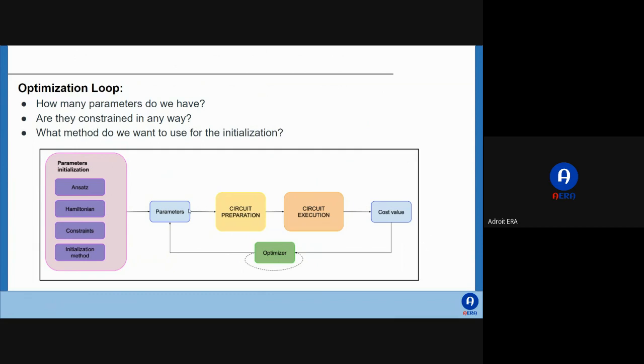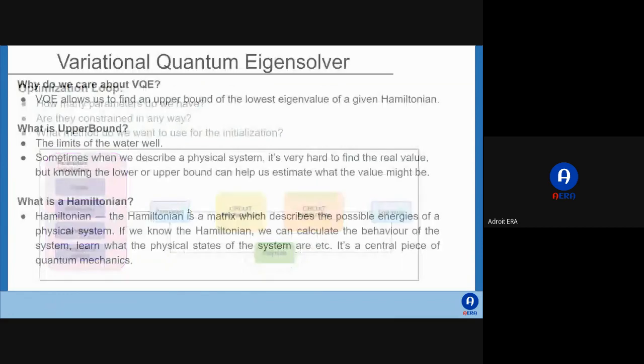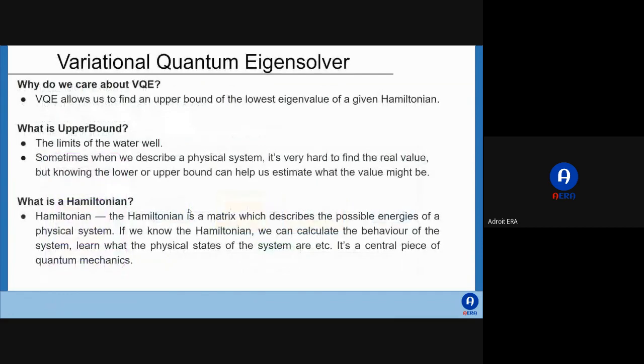So you need to be careful in choosing the repetitions. The higher the repetitions, the better the output, right? So let us move ahead to the variational quantum eigensolver. So why do we care about VQE? As I discussed before, it is helping us to find the lowest eigenvalue of a given Hamiltonian. So to put it in layman terms, it helps us to find the ground state energy of a particular molecule, right?